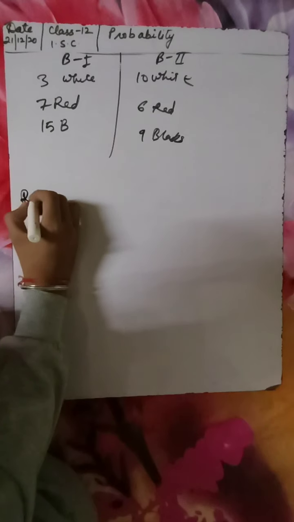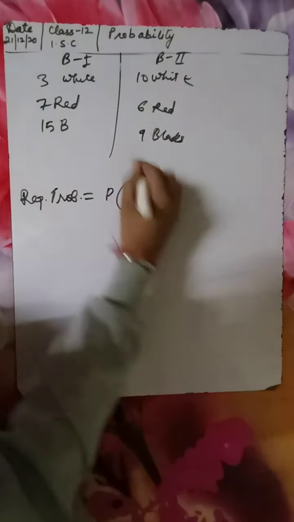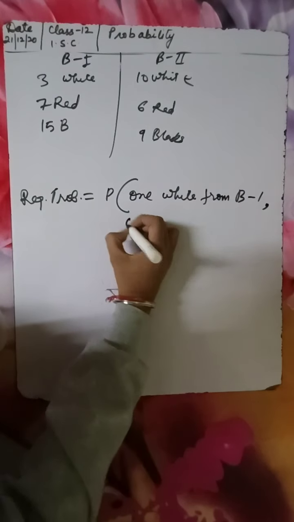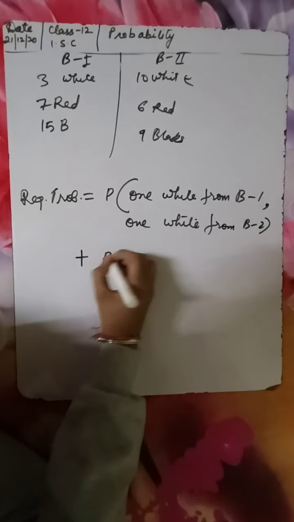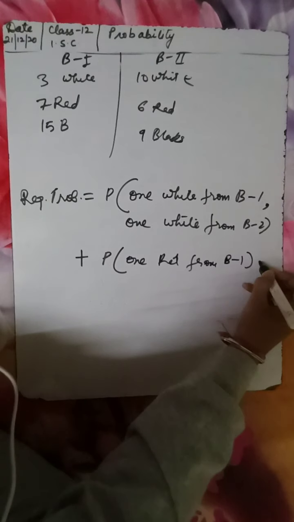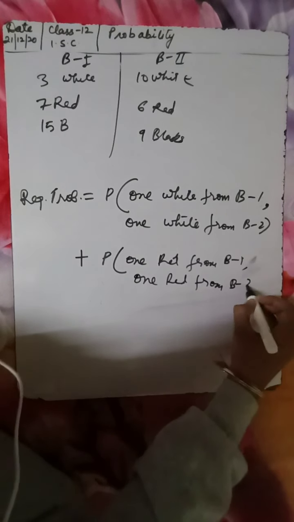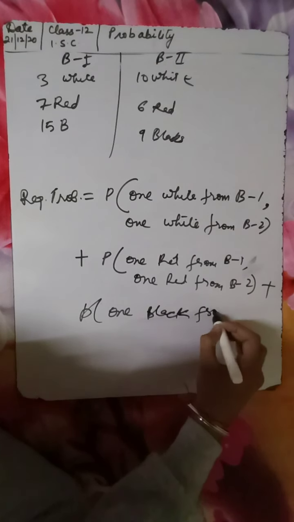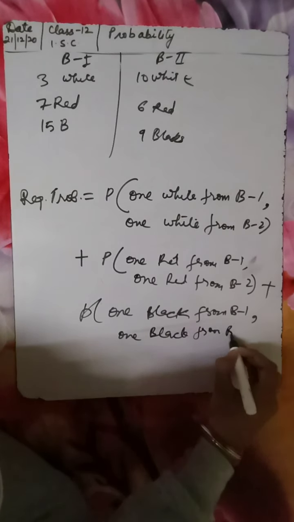So what will be the required probability here? It will be the probability of one white from bag 1, comma, one white from bag 2, plus the probability of one red from bag 1, comma, one red from bag 2, plus the probability of one black from bag 1, comma, one black from bag 2.